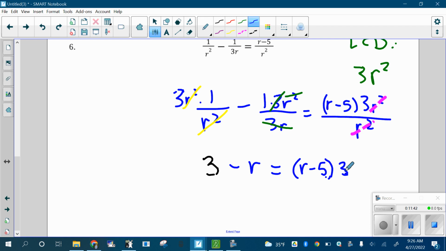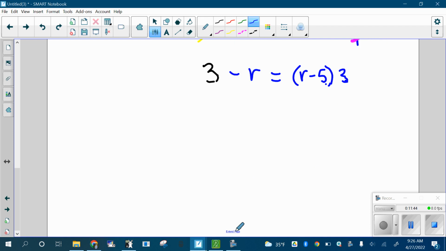The equation I have here now is a linear equation that I know how to solve. Nothing fancy here. Okay, I'm going to distribute the 3 in. I have 3 minus r equals 3r minus 15. I'm going to get the r's over to one side, the numbers over to the other. So I'm going to add r.